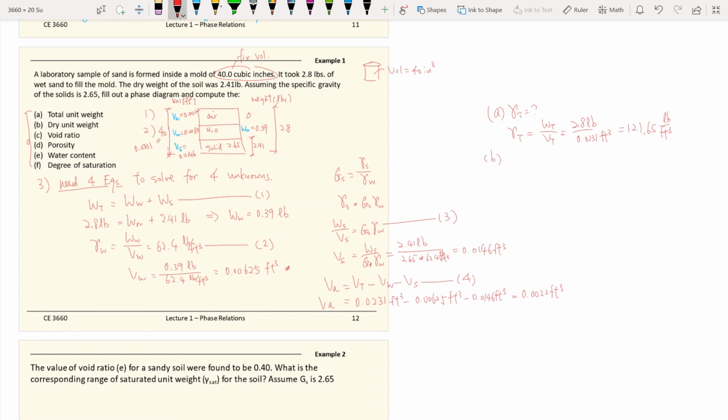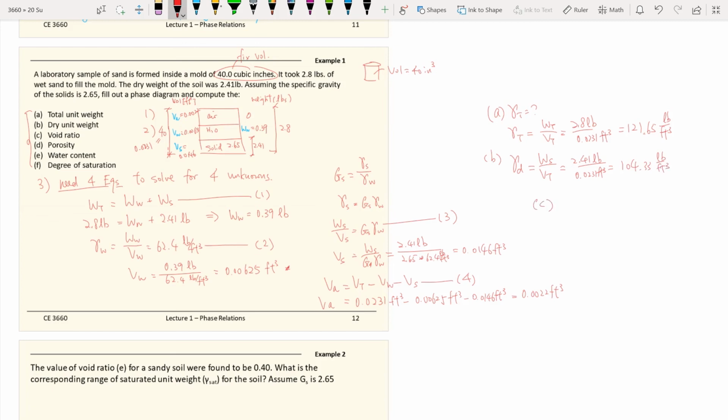Part B, he asks for the dry unit weight, gamma D. So gamma D equals the weight of the solid divided by the total volume. And since we solved for the weight of the solid, which is 2.41, that makes our life very easy now. Once you have the completed phase diagram, divide by the total volume, and then we have 104.33 pounds per cubic feet.